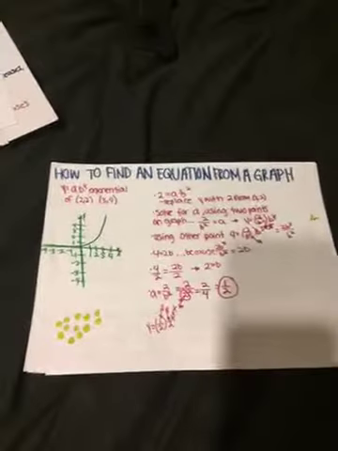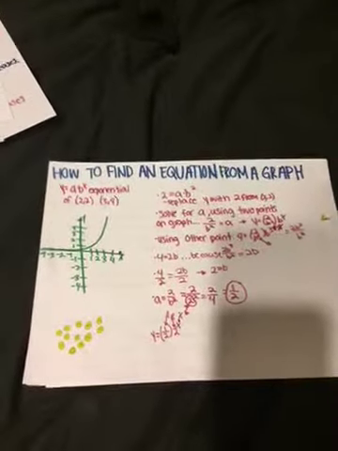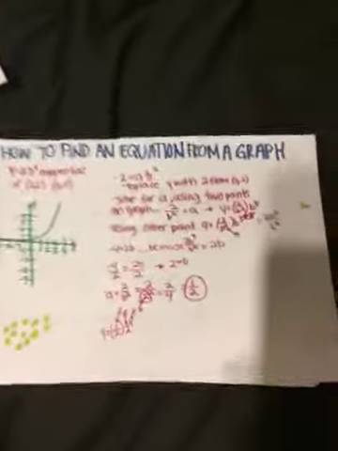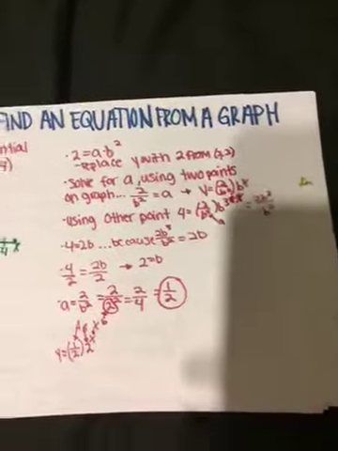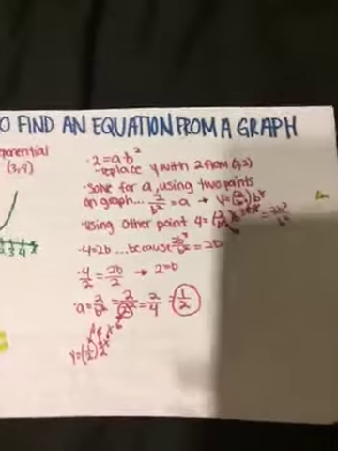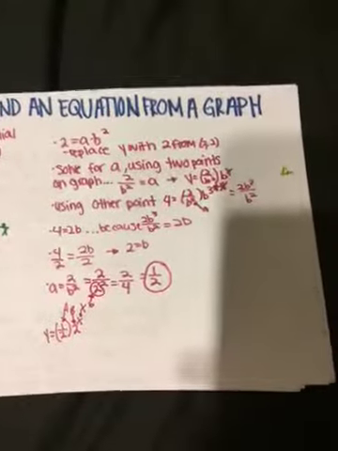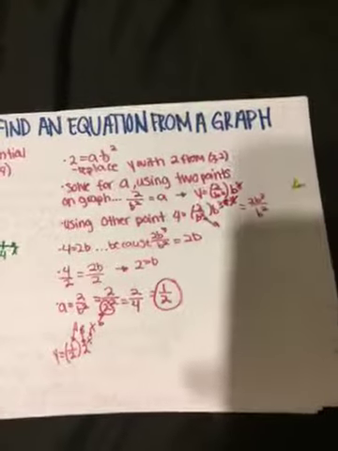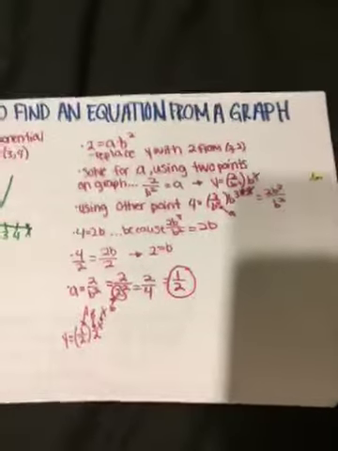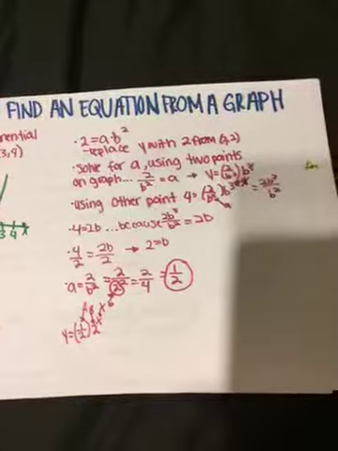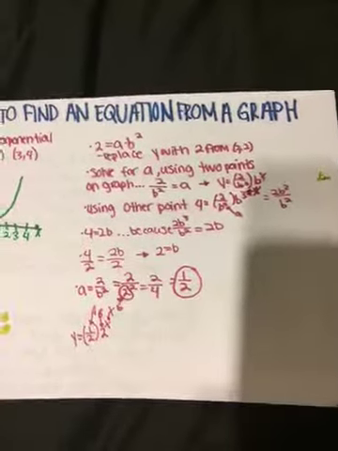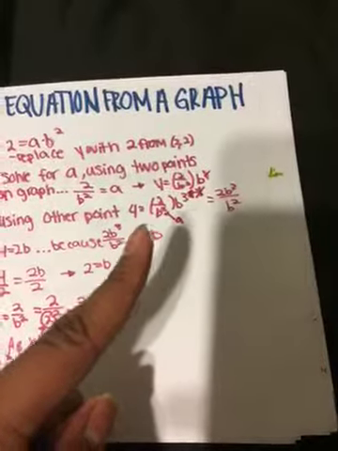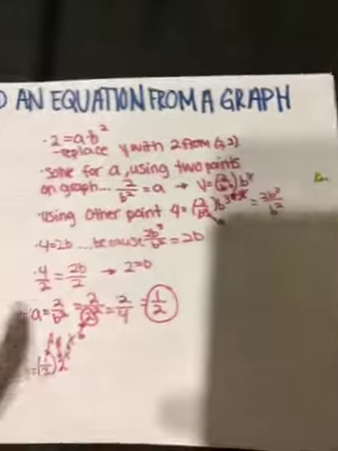How to find an equation from a graph? Y equals a b to the x, with exponential points 2, 2 and 3, 4. Given the equation over here, we will have a times b to the second power. We would replace y with 2 from the coordinates 2, 2. So we solve for a using the 2 points from 3, 4. We would come out with this equation, and it will equal out to this.